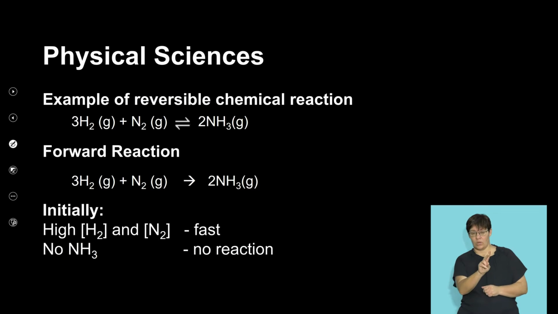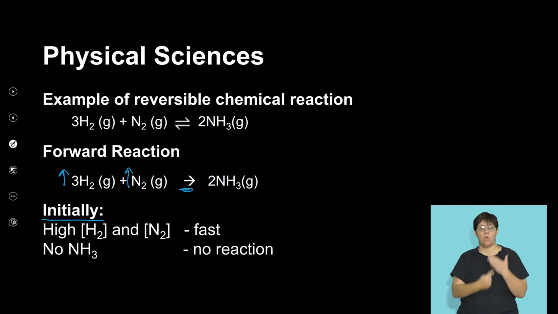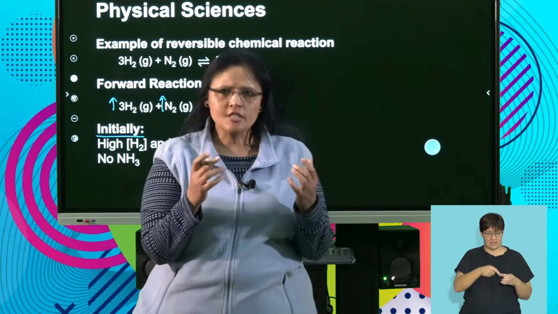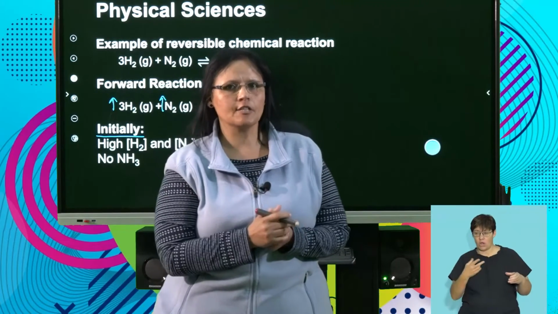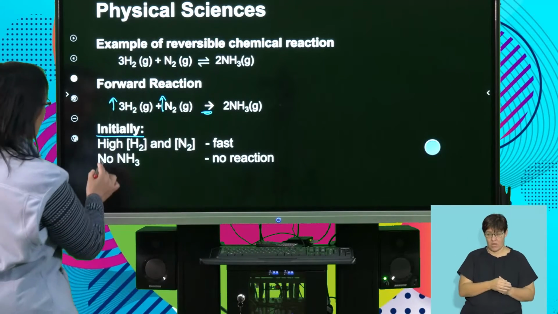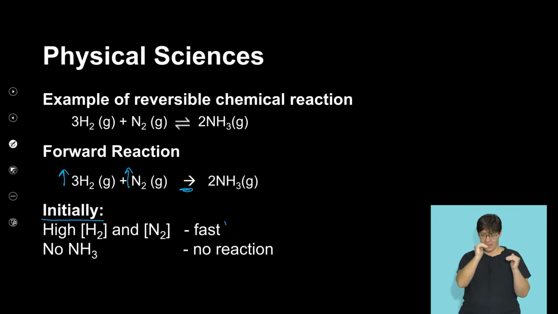When we look at the forward reaction of this reverse reaction, make sure that you focus on the arrow there. You need to know that at the beginning, we have a high concentration of hydrogen gas and we have a high concentration of nitrogen gas. And the high concentration is due to the fact that it's the only thing that's currently in the vessel. So we have lots of nitrogen and lots of hydrogen. And because we have lots of hydrogen and lots of nitrogen, the reaction will actually be very fast.